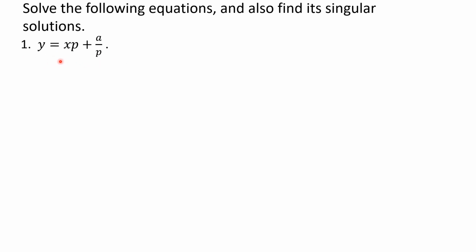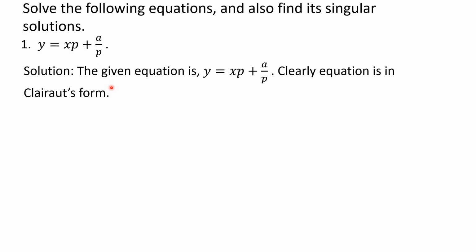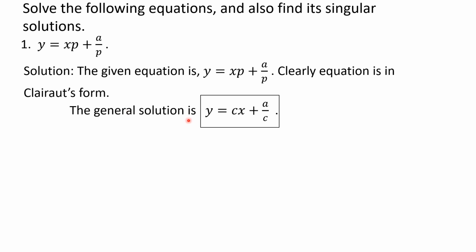So what is the given equation here? y equal to xp plus whatever we have here right now is a function of p only. That's why it can be written as y equal to xp plus f of p, which means it is a Clairaut's equation. So the given equation is y equal to xp plus a by p. Clearly the equation is in Clairaut's form. So how to get the solution? The general solution is just replace p by c. So y equal to xc plus a by c. So y equal to cx plus a by c is the required general solution.